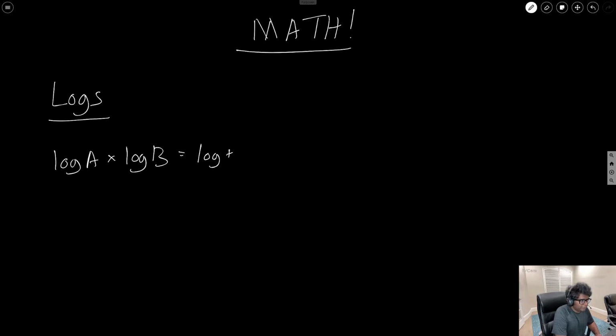Let's talk about logs then. This is very important. Multiplying logarithms, log A times B, is the equivalent of adding the logs together. And dividing logs, so log A over B, is subtracting.